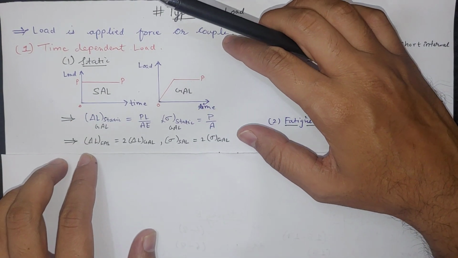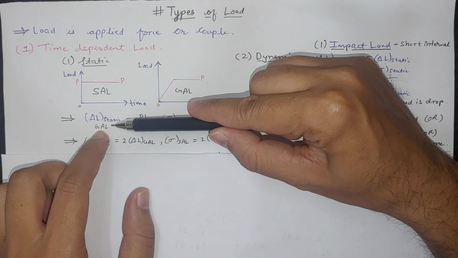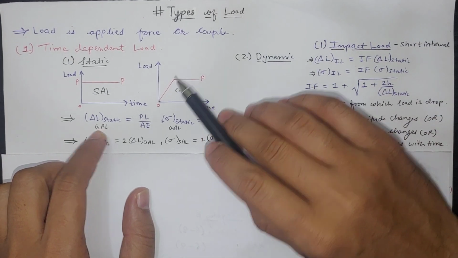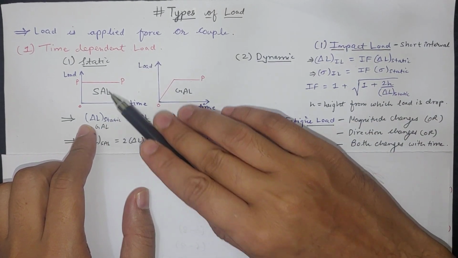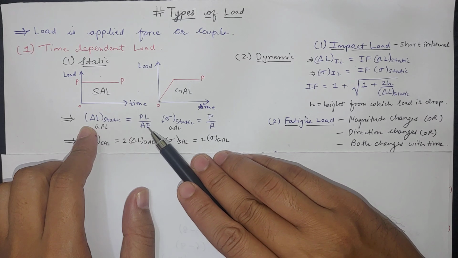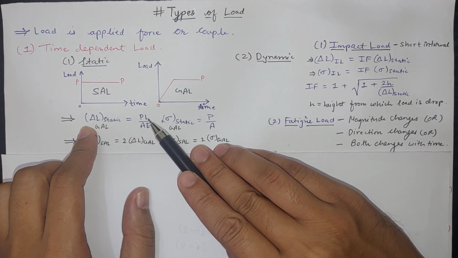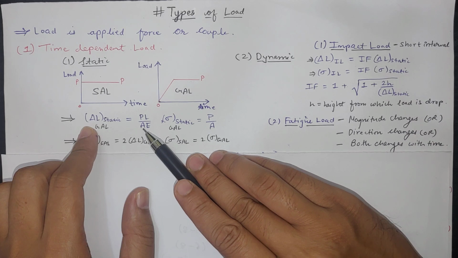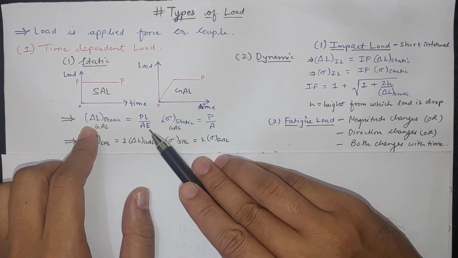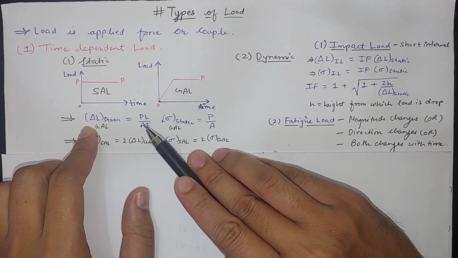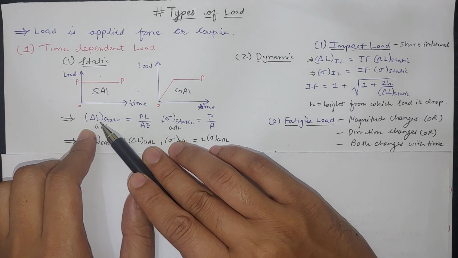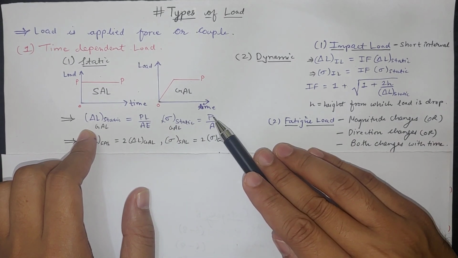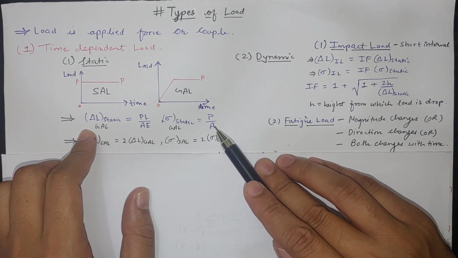In a gradually applied load, the deformation delta L in the static case is PL by AE, where L is the length of the rod in which we are applying the load, A is the cross sectional area of the rod, and E is the Young's modulus of the material. This is the formula of delta L, the change in length, and stress is simply the load applied upon the area of the rod.